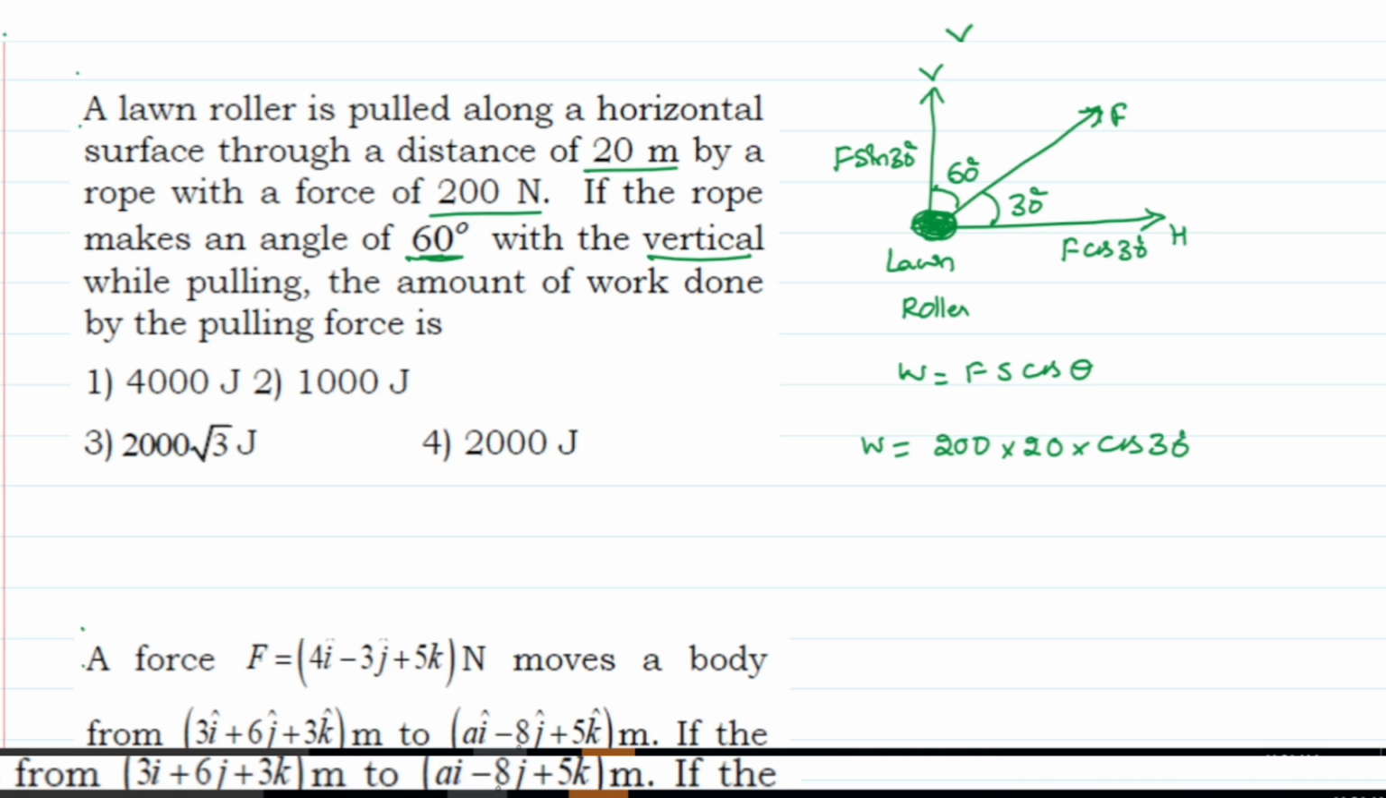The force component with the displacement makes an angle of 30 degrees, not 60 degrees. Be remembered. Cos 30 is root 3 by 2. So this is 200 into 20 into root 3 by 2, the 2 gets cancelled. So the answer is 2000 root 3 joules. So the third option is the correct answer.